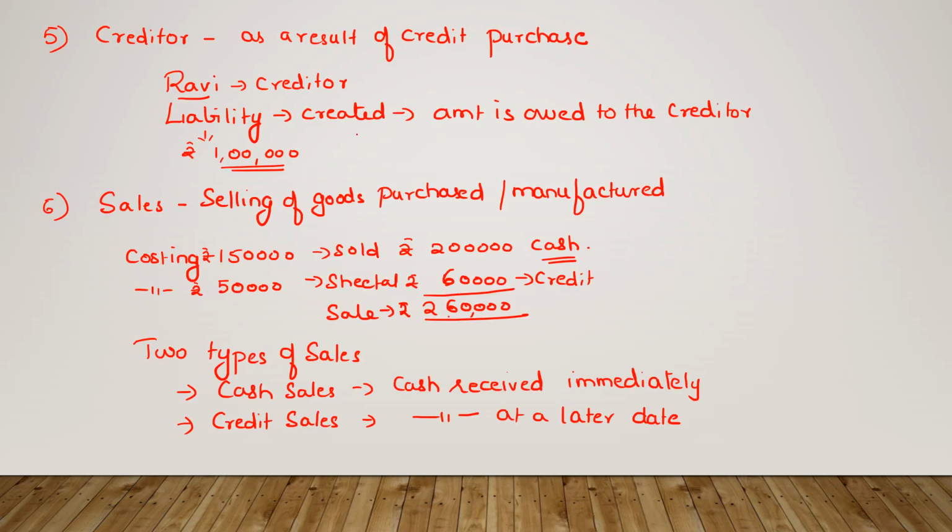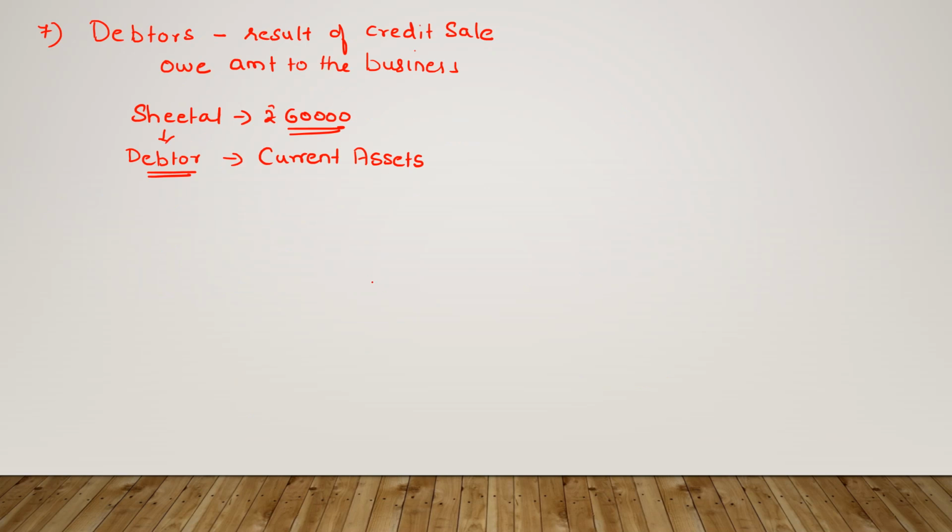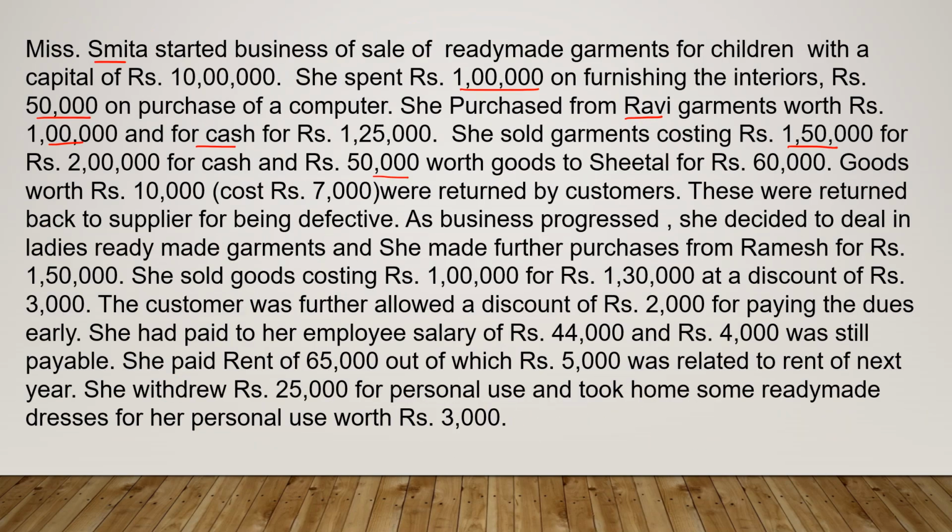Whereas in the case of creditors, we would classify it under current liabilities, which we'll be learning in detail probably in the next session when we go into the details of current liabilities. I hope with this debtors term is clear. Now moving further into the example, if we see here, goods worth rupees 10,000 were returned by the customer, the cost of which was 7,000.